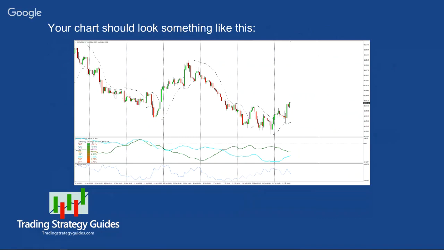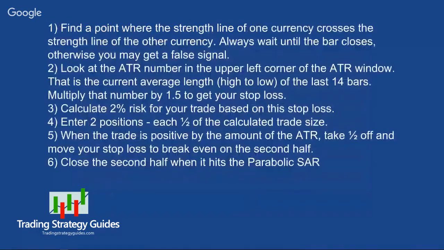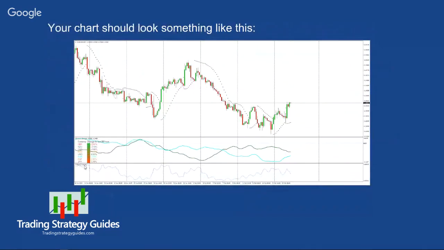Okay, rule number 2, you're going to look at the ATR number in the upper left corner of the ATR window. That's the current average length, high to low, of the last 14 bars. So I'm suggesting you look right here. Right here, this says about 22 pips. Now, that is the actual number at this point right here.